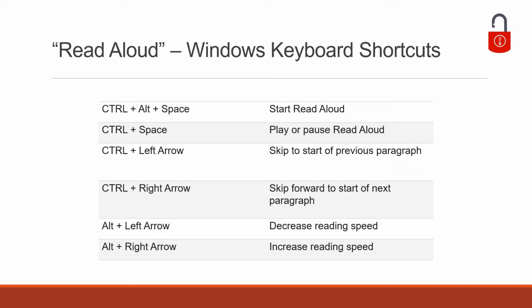You can also easily control read aloud using these keyboard shortcuts. For Windows, Control-Alt-Space will open the read aloud feature. Control-Space will play or pause it. Control-Left arrow will skip to the previous paragraph. Control-Right arrow will skip to the next paragraph. Alt-Left arrow will decrease the reading speed, and Alt-Right arrow will increase the reading speed.